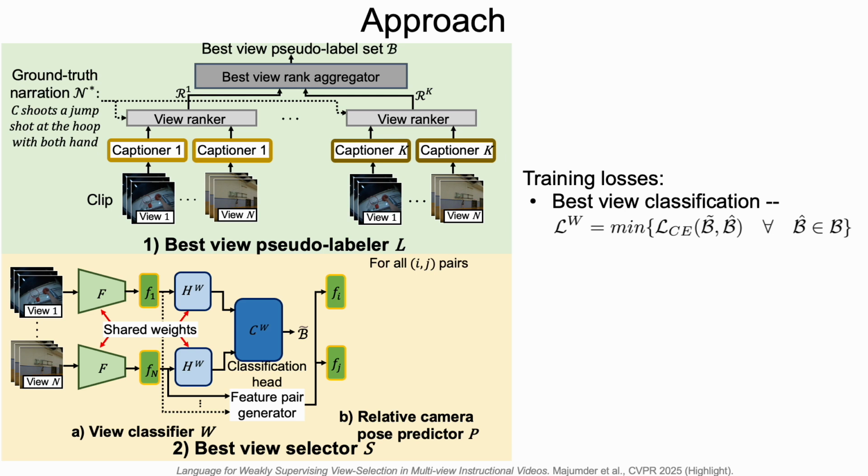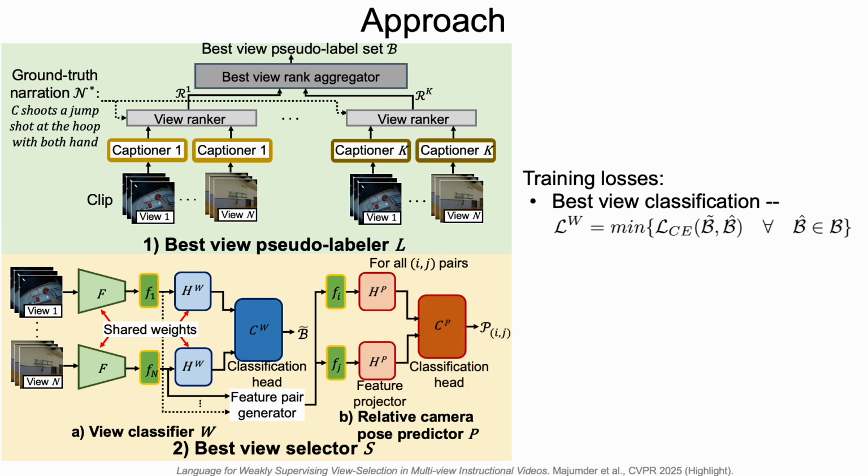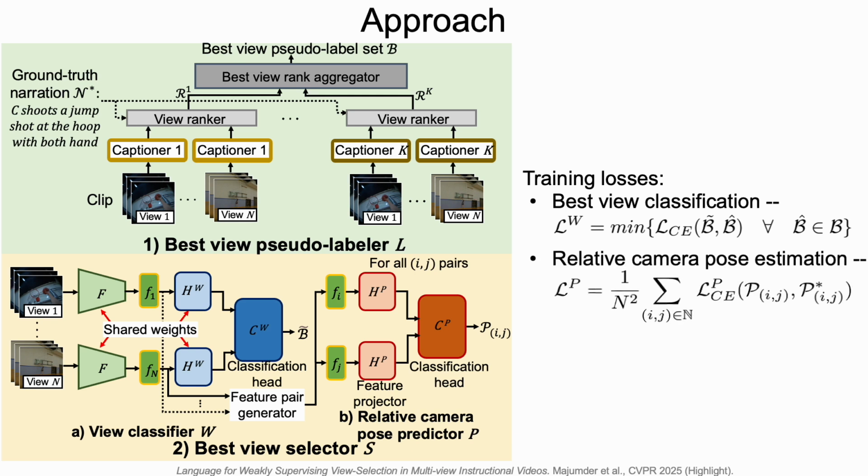Our pose predictor takes the fine-grained visual features for each possible pair of views as inputs and predicts the relative camera pose between the views in the pair. We train the pose predictor using an average cross-entropy loss between the predicted and the ground truth relative camera pose, where the average is computed across all view pairs.